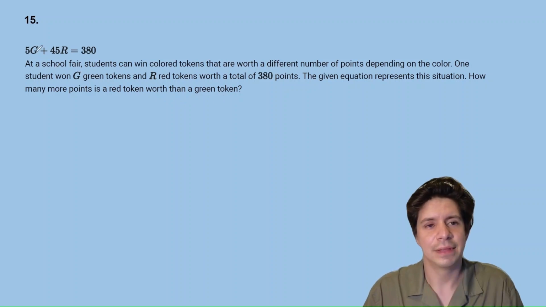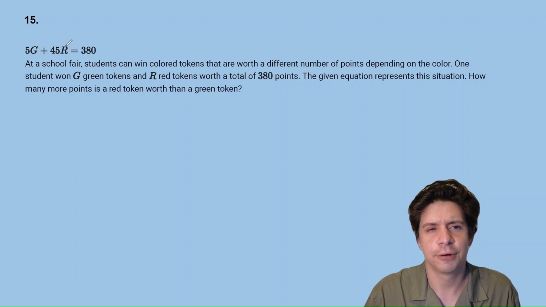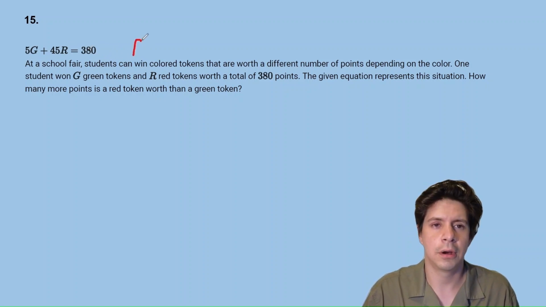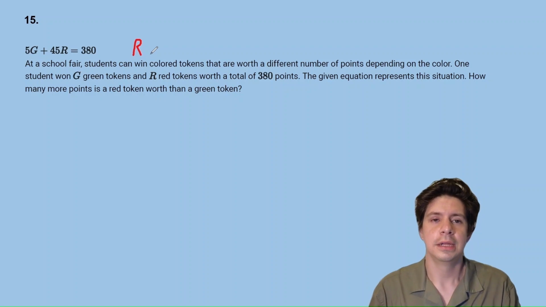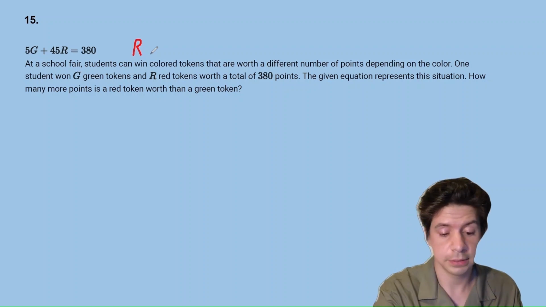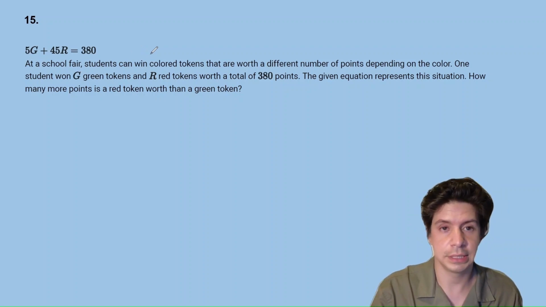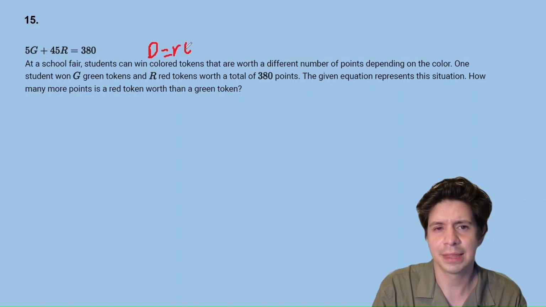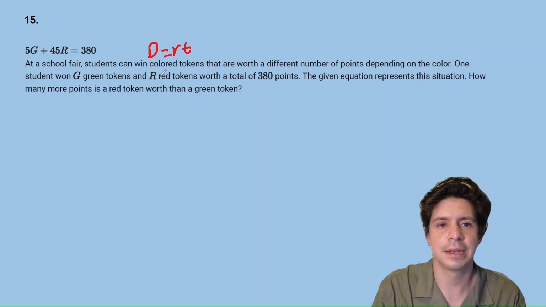So if this is going to be 5G plus 45R equals 380, right? So this is the total points. To find total points, it's sort of like rate equals R, not this R, but a different R. The concept of rate, which is not what I want, right? It's D equals rate times time. It's something like that, right? It's like total equals a number times a value.